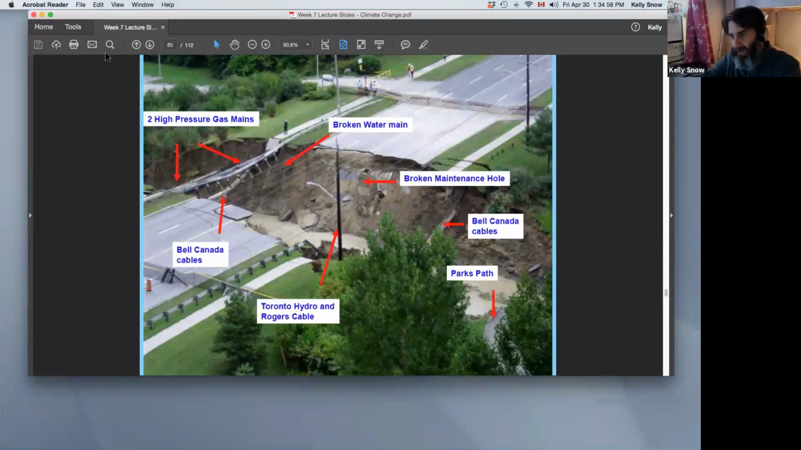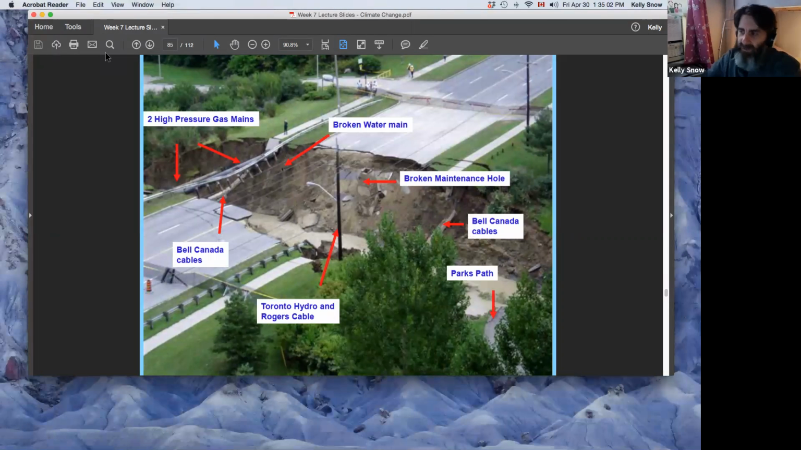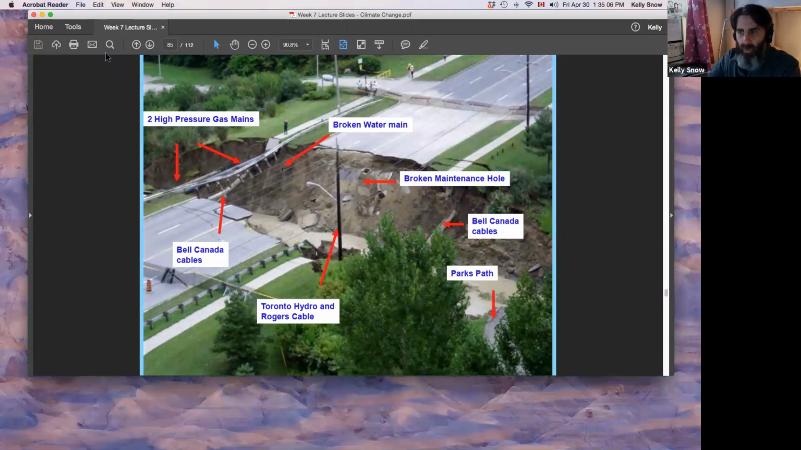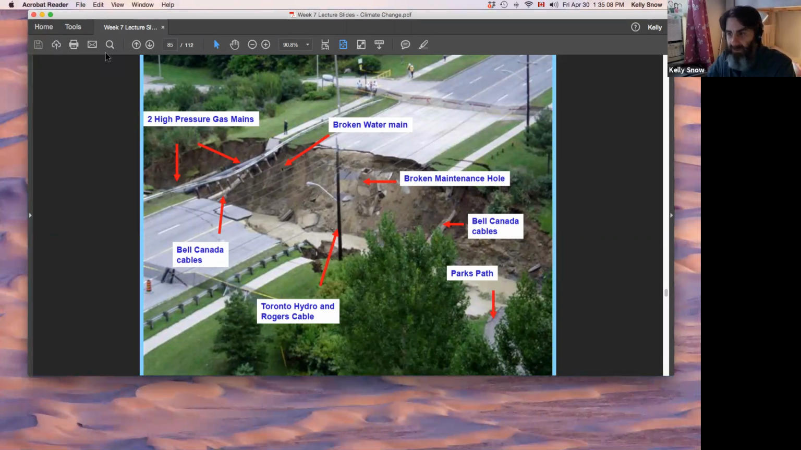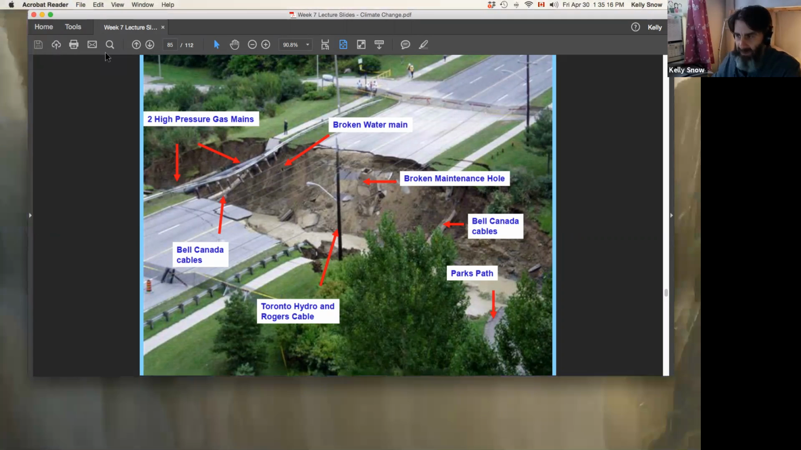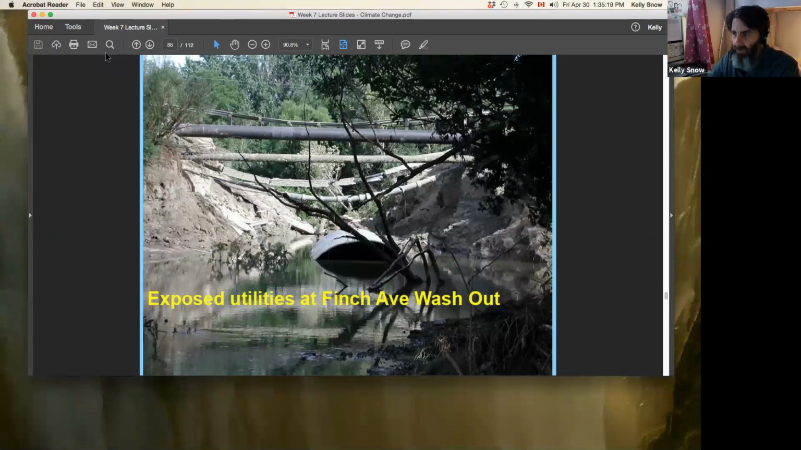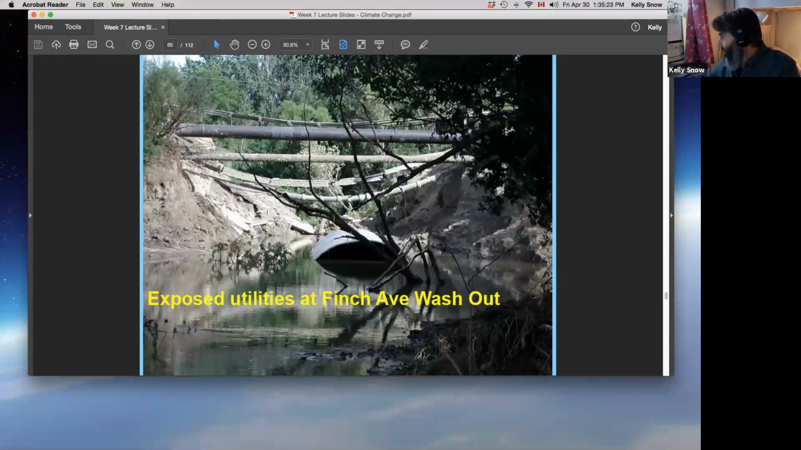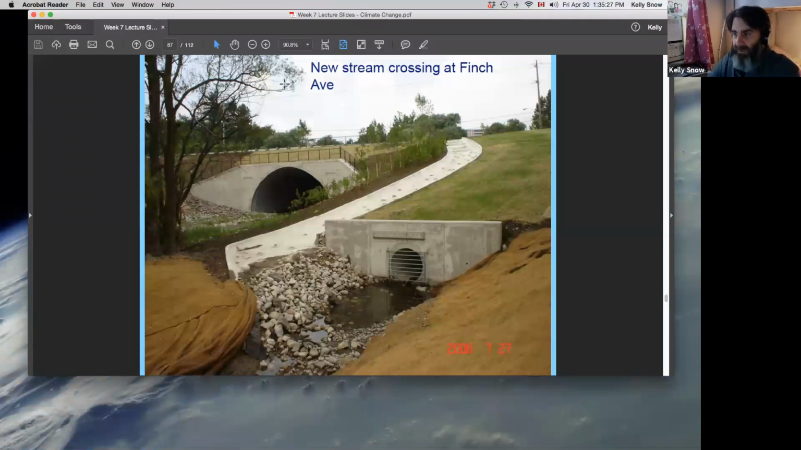Here's all the different types of infrastructure that were affected: pathways, cables, basic maintenance holes, water mains, gas mains, all of these different types of things that we depend on in our daily lives, right? So this was an event that affected them all. And so here's an actual photo of it down in the ravine. And here is an image of what they built to replace it.